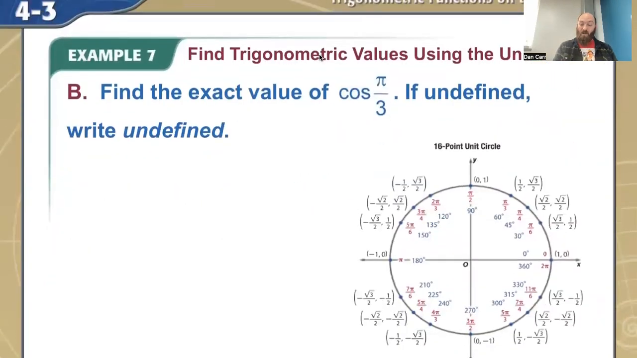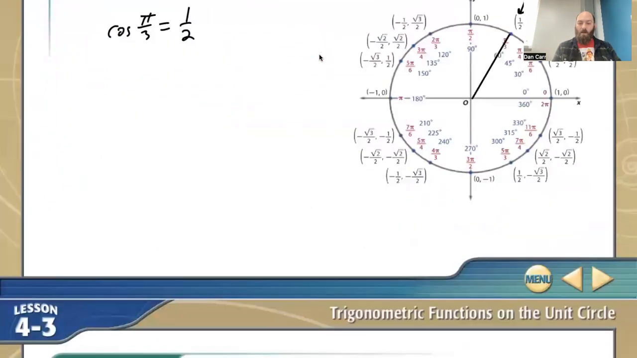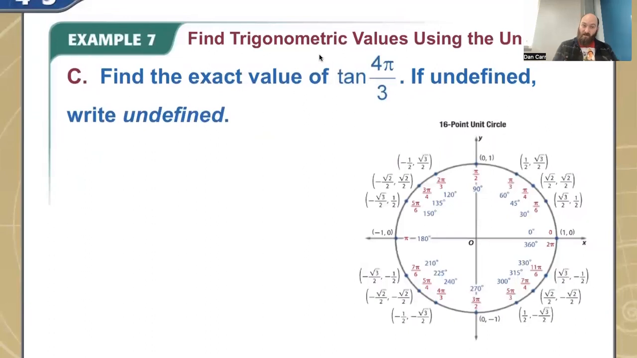Pi over 3, find the cosine of that. Cosine of pi over 3, so pi over 3, here's my reference right here. Cosine is the x value here. So the cosine of pi over 3 is equal to 1/2. That's it.